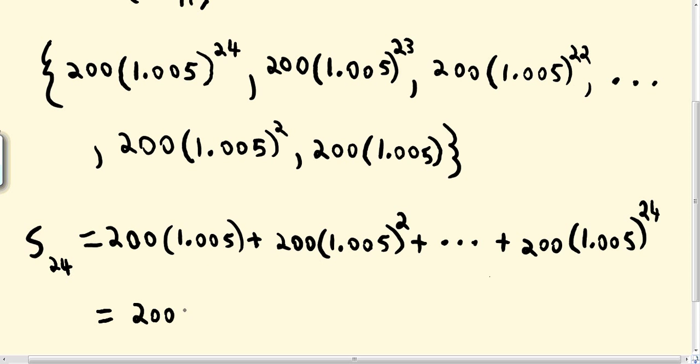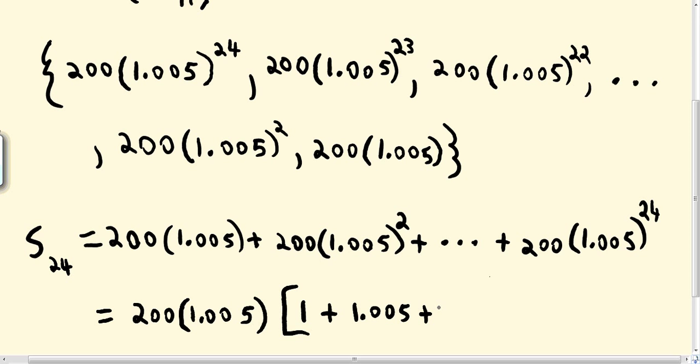200 times 1.005 is a factor of all the terms. When I factor it out, well, when I divide it out of the first term, I'm left with a 1. When I divide it out of the second term, I'm left with 1.005 to the first power. When I divide it out of this third term, I'm going to be left with 1.005 to the second power. And I continue on in that fashion. And when I divide it out of this last term, I'm going to be left with 1.005 to the 23rd power.